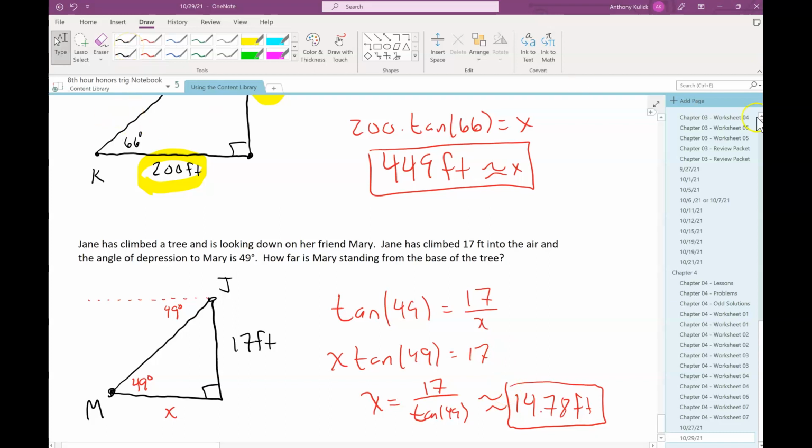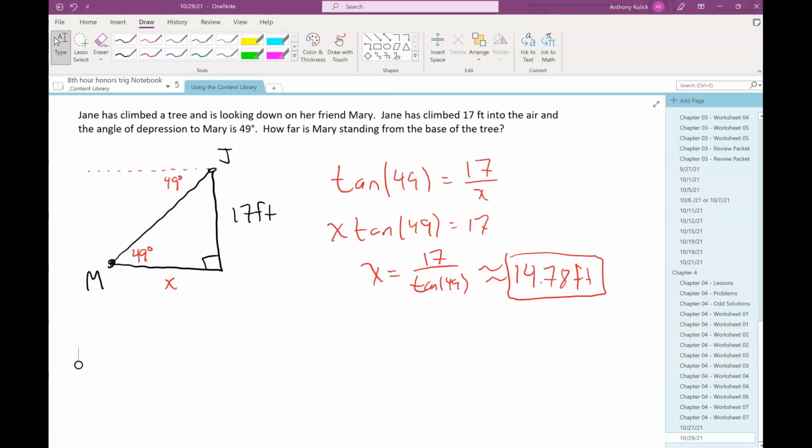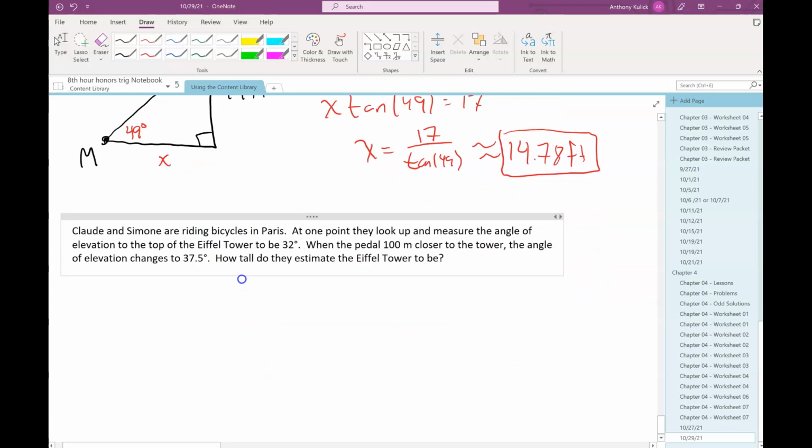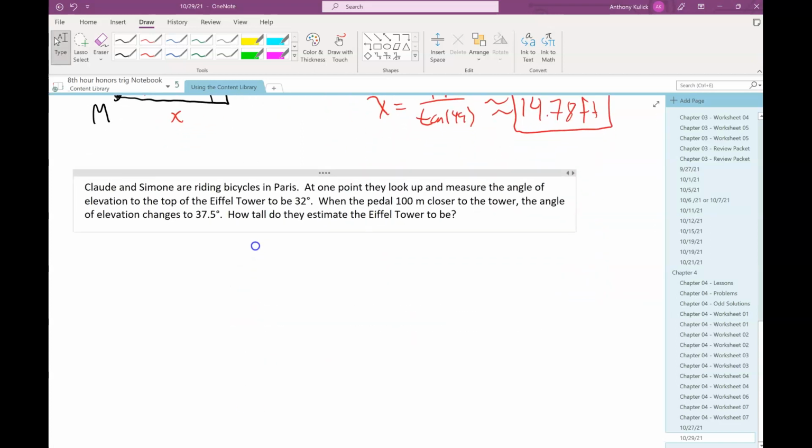So far, so good. Everything pretty straightforward so far, right? This is the most difficult version of the examples. So here we have Claude and Simone are riding bicycles in Paris. At one point, they stop and look up and measure the angle of elevation to the top of the Eiffel Tower to be 32 degrees.